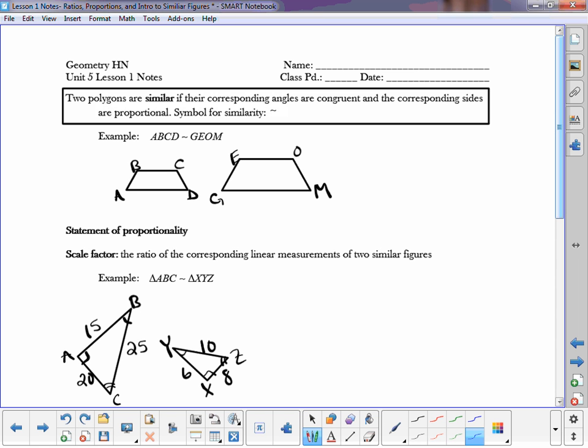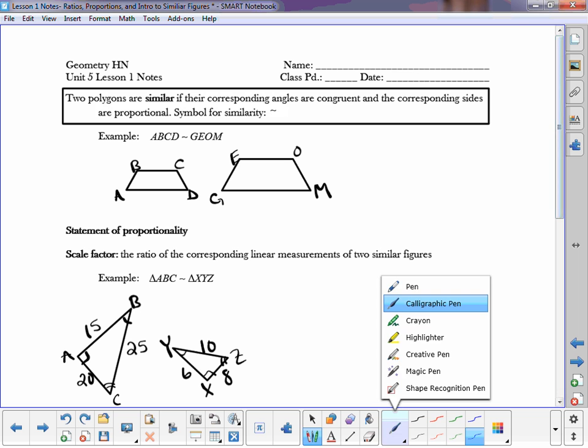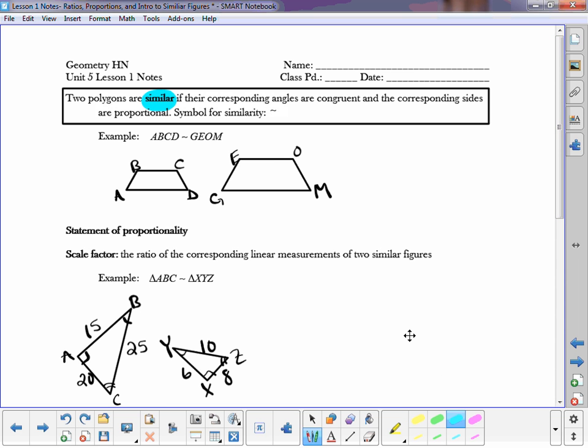Alright, so now moving more into the geometry side of what we're doing today. We have two polygons are similar, and this is a key vocab word for you to know. Two polygons are similar if their corresponding angles are congruent. But what's different than what we did before is that the corresponding sides are proportional. So the angles are still congruent, but corresponding sides are proportional.